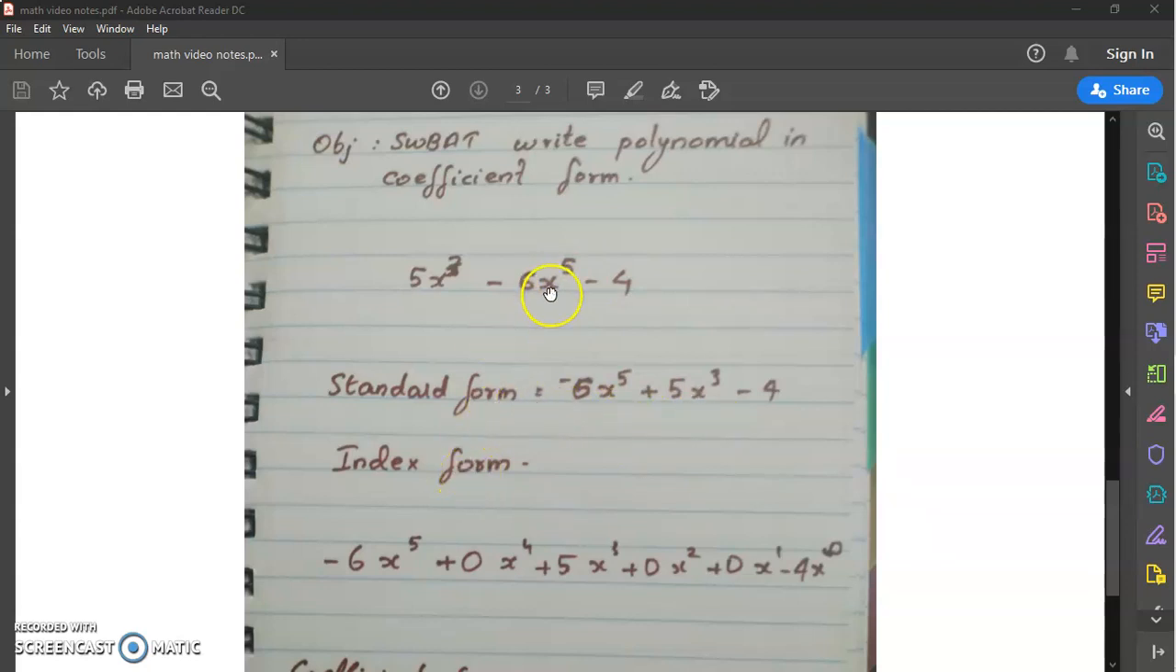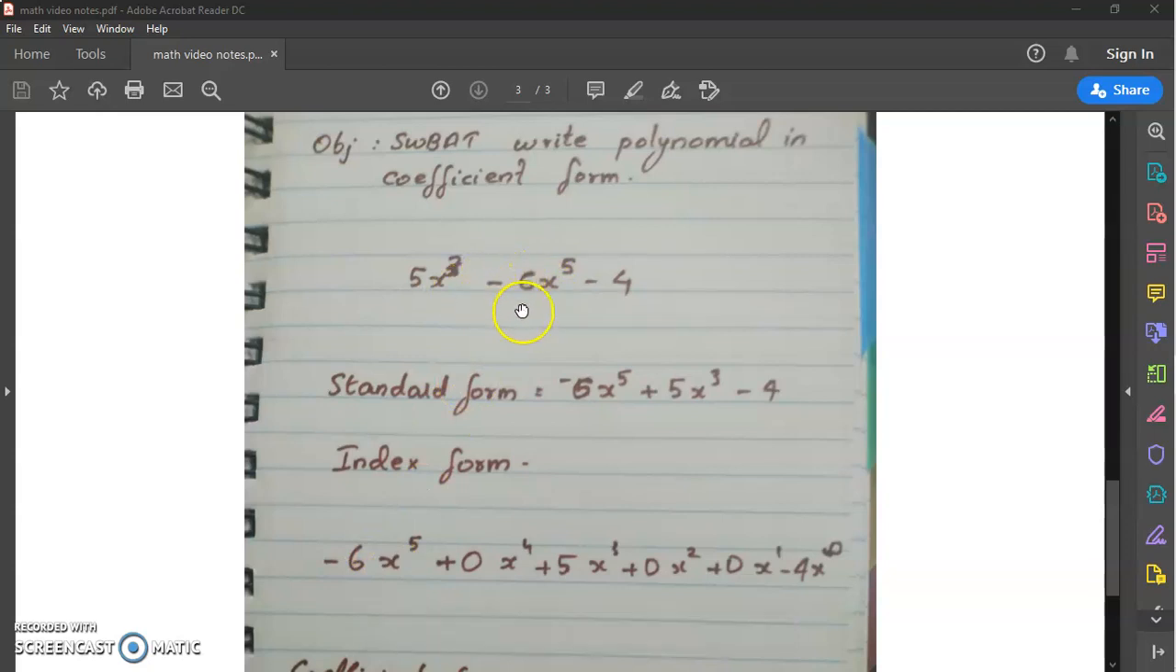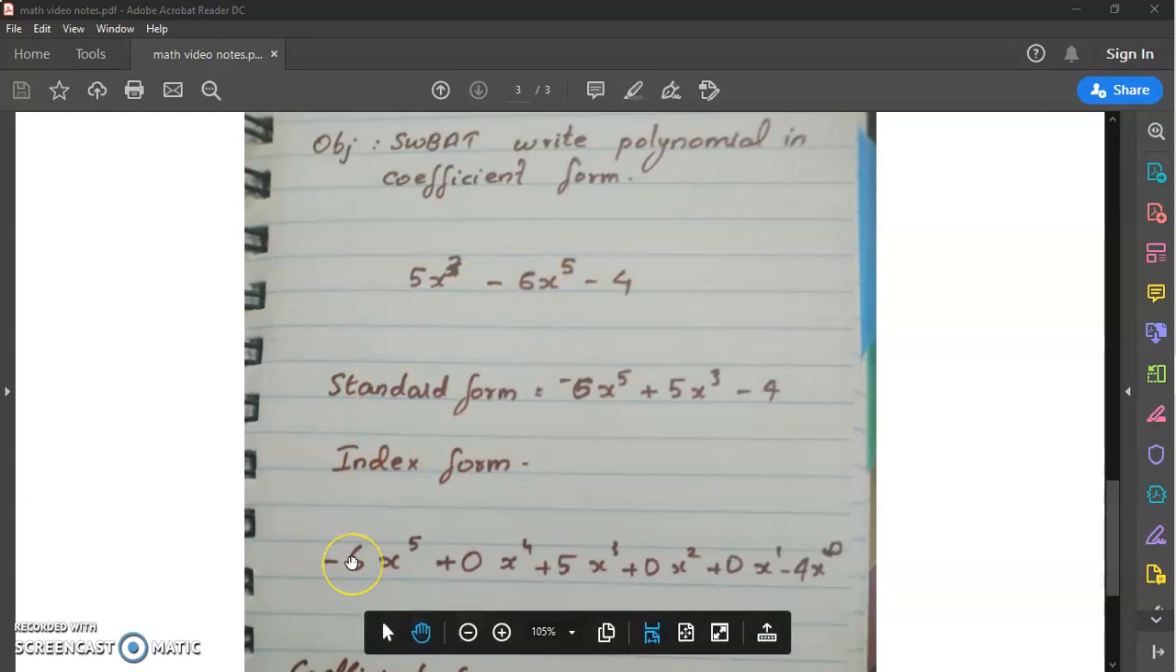What about index form? Index form, again, simply we know that the highest power is 5. So you start by writing x raised to 5, then just go down till 0. Write x raised to 4, x raised to 3, x raised to 2, x raised to 1, and x raised to 0. Now we are going to look for the powers that are given. X raised to 5: what number is on the left of x raised to 5? 6 or minus 6? Yes, it is minus 6. So we are going to write minus 6 here.